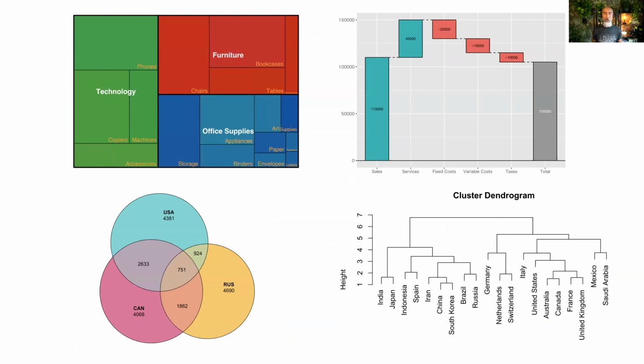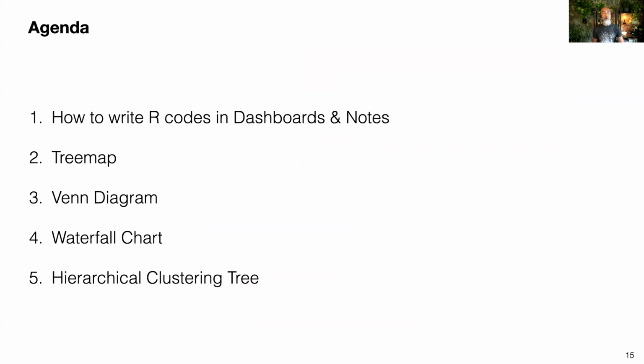However, some of the charts that you see somewhere cannot be done as part of the UI, but you don't have to stop there. You can extend Exploratory's capability by writing code. For example, a Treemap, Waterfall, Venn diagram, or a clustering diagram and so on. So these are the charts that I want to demonstrate. But first things first, how can you start writing code to create the charts?